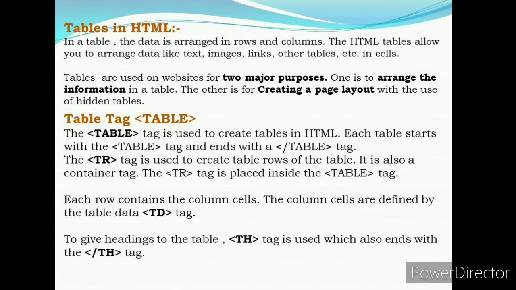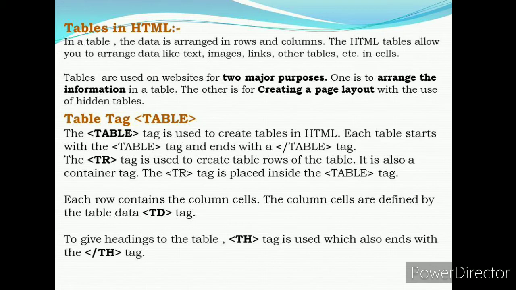Let us now understand some table tags. The table tag is used to create tables in HTML. Each table starts with the table tag and ends with a /table tag. The tr tag is used to create table rows. It is also a container tag. The tr tag is placed inside the table tag.